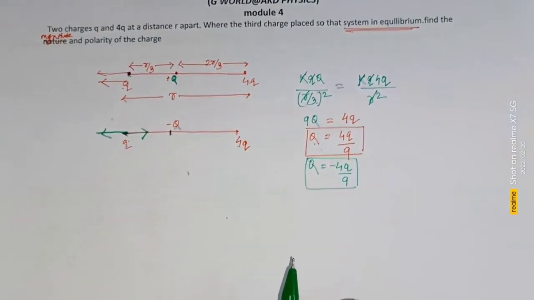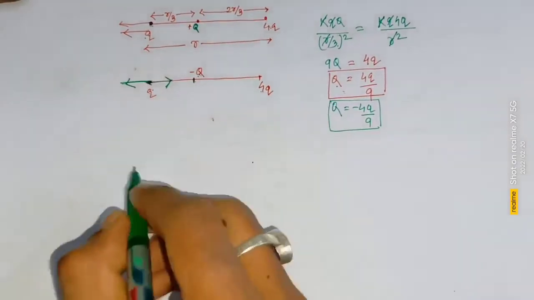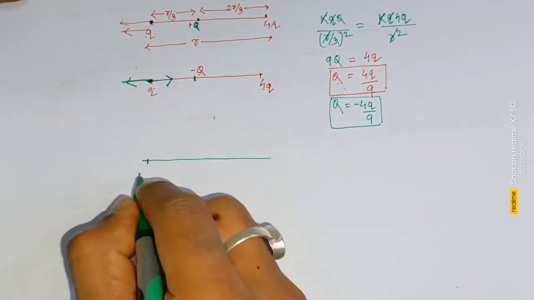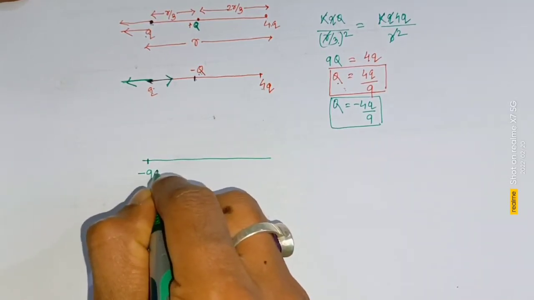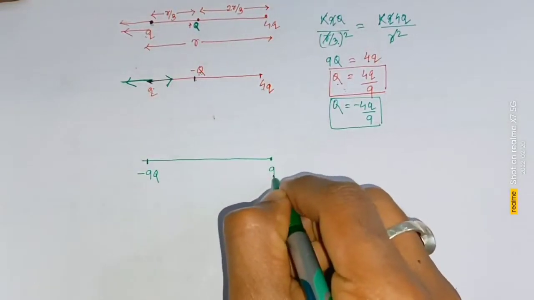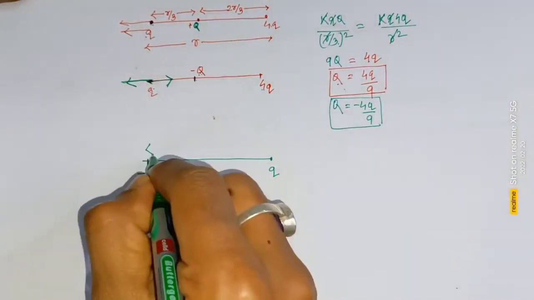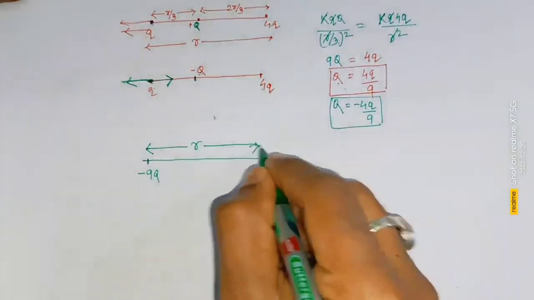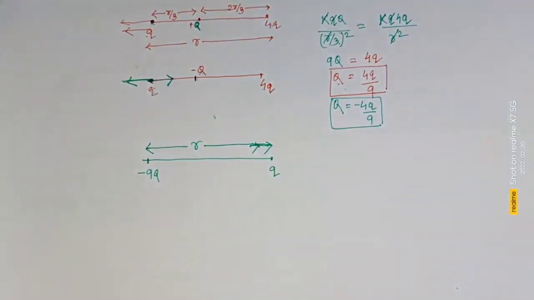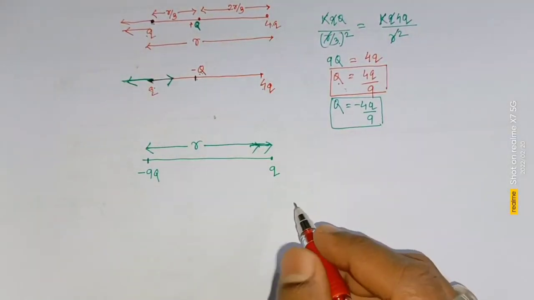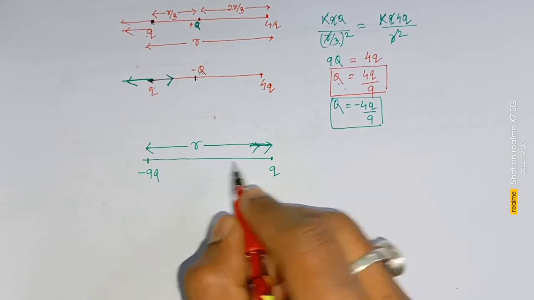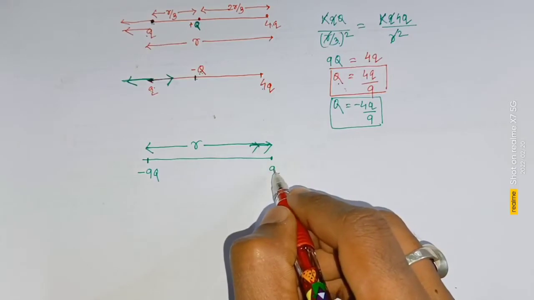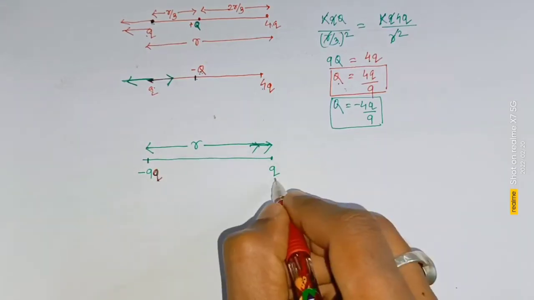Look at one more illustration to give the confidence. Suppose I consider a charge, any random 9Q. This is Q. And this is at a distance r apart. I already know from the concept point of view, the third charge is always nearest to the smaller magnitude charge. Here the magnitude is 9Q. Here it is Q.